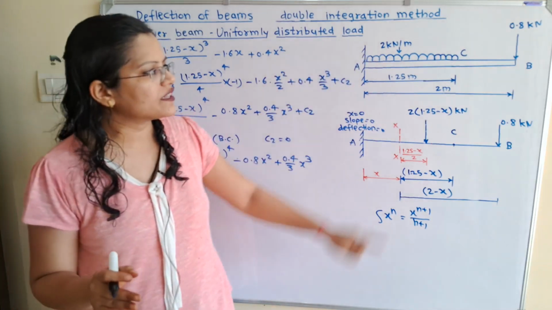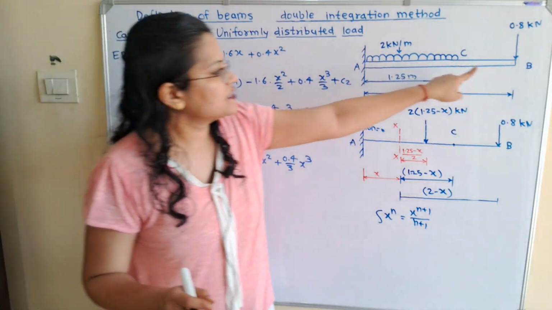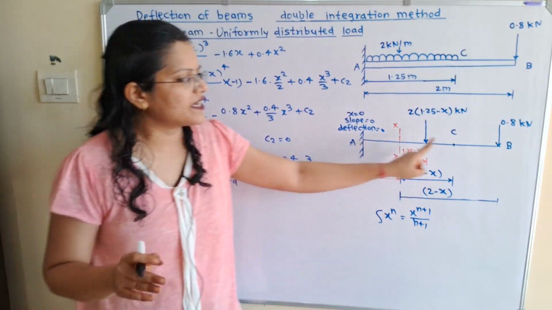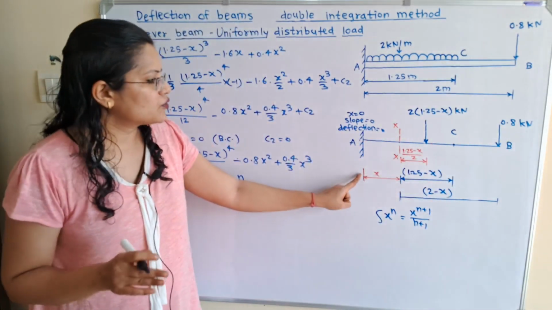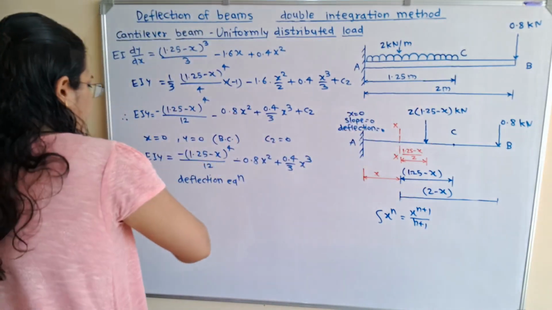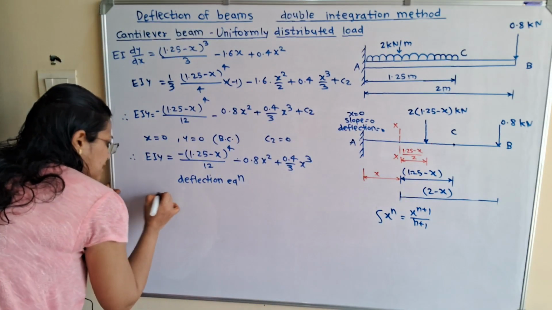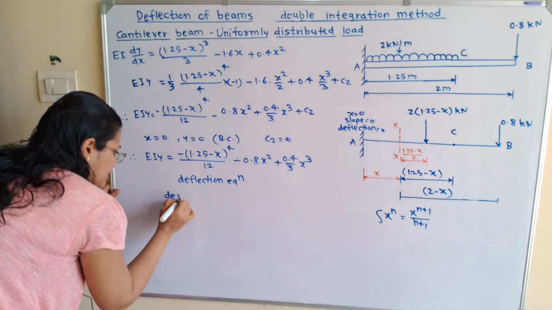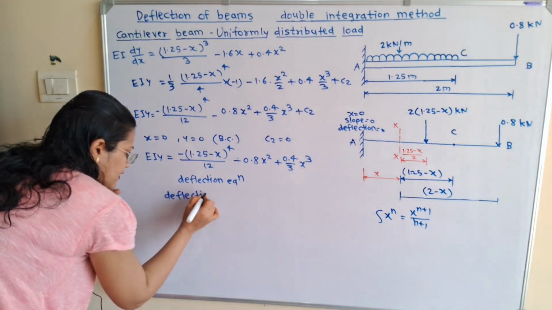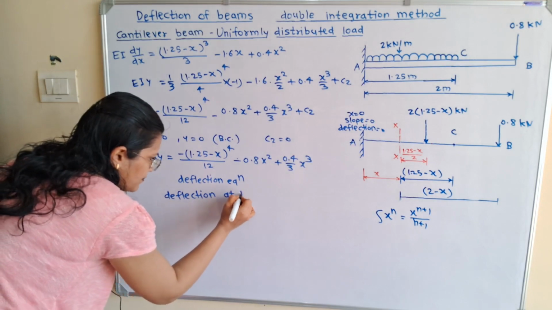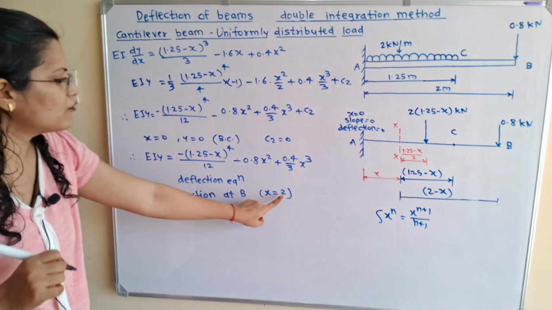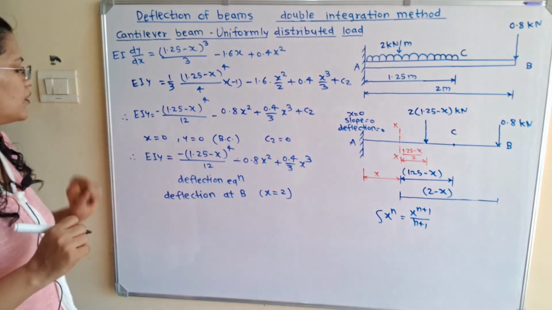Now if we observe the diagram, for this point B, what is the value of x? So x starts from the fixed end towards the free end. So x is equal to 2. So to find out the deflection at B, that is at x is equal to 2, we have to put the value of x is equal to 2.